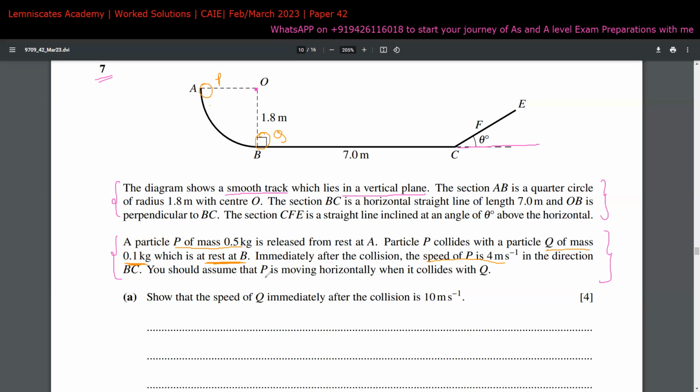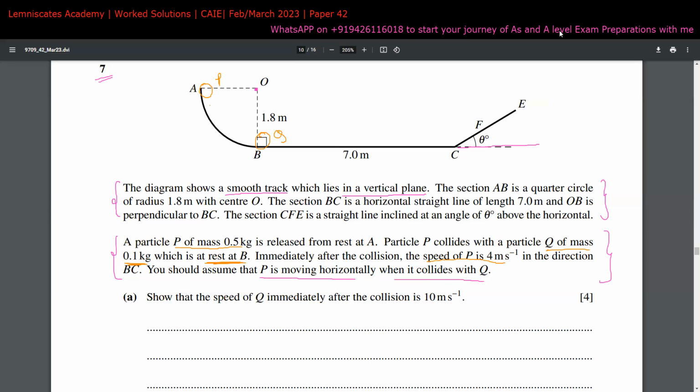Now, you should assume that P is moving horizontally when it collides with Q. And in the first part, it's asked us to show that the speed of Q immediately after the collision is 10 meter per second on this track. And now this line is really very important, the one at the end. You should assume that P is moving horizontally when it collides with Q.